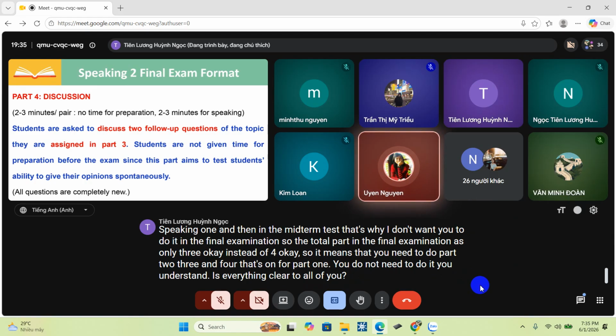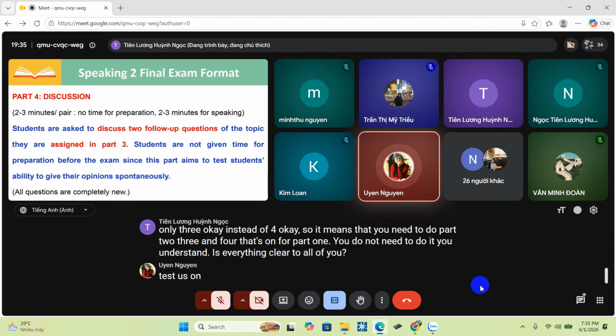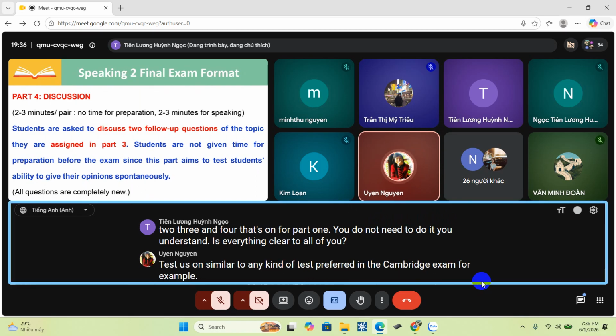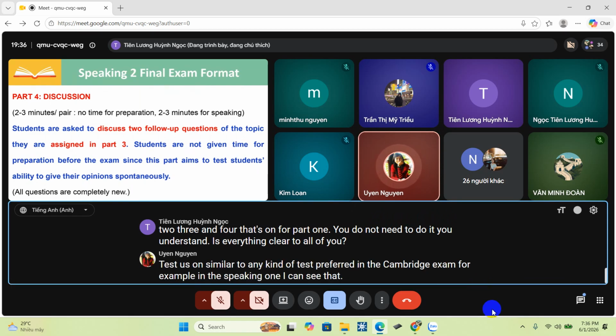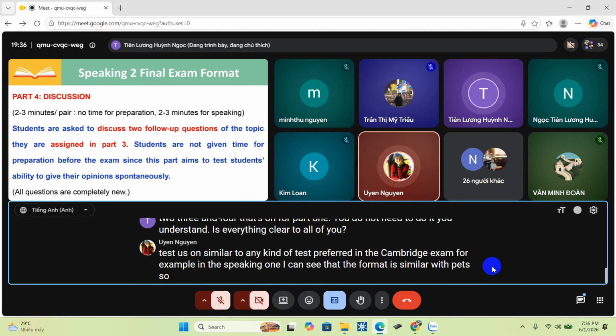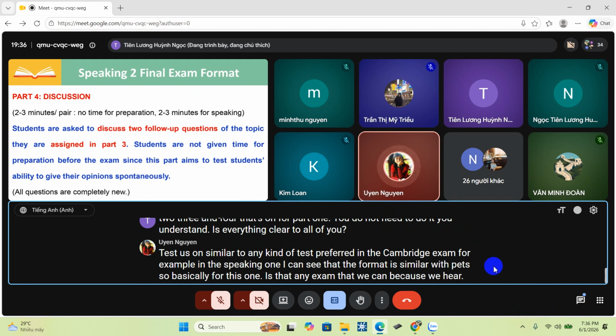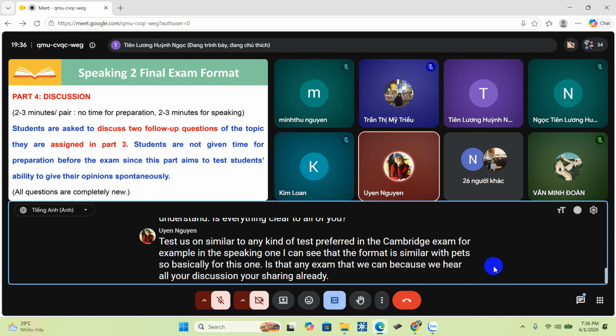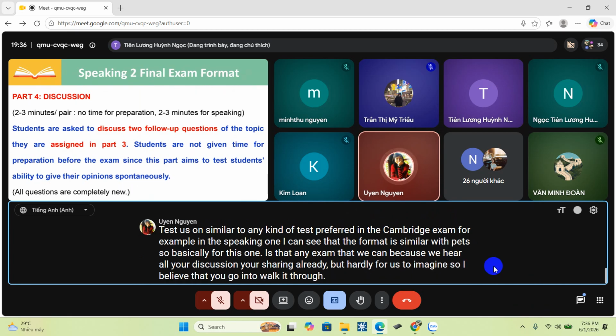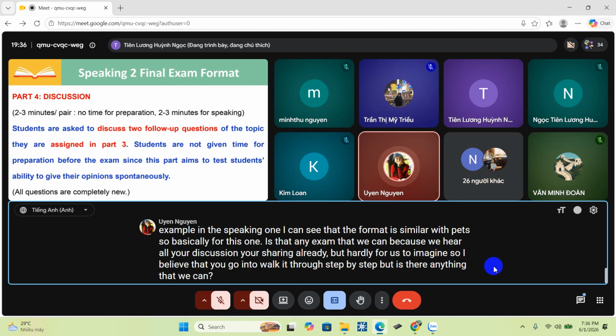Teacher, is this speaking test similar to any kind of test in the Cambridge exam? For example, in speaking one, I can see that the format is similar to PET. We have heard your discussion and sharing already, but it is hard for us to imagine. So I believe you are going to walk it through step by step. But is there anything that we can imagine from any equivalent exam in the CEFR standard? Yeah, that's right.